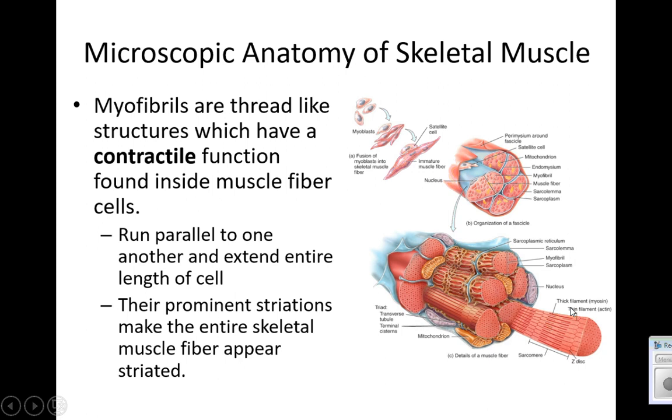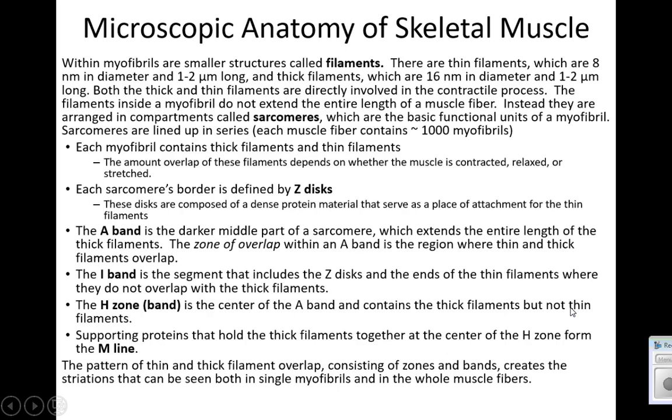We have thousands of sarcomeres per myofibril. And each fiber has over 1,000 myofibrils. So that's very significant. It's this arrangement of thick and thin filaments within a sarcomere that gives skeletal and cardiac muscle its striated appearance.